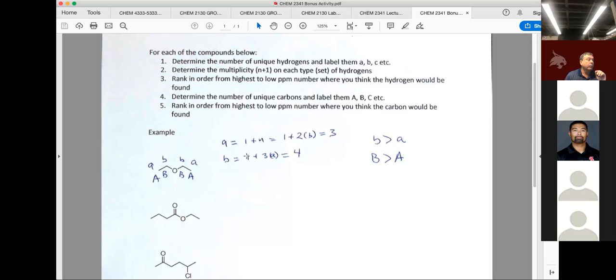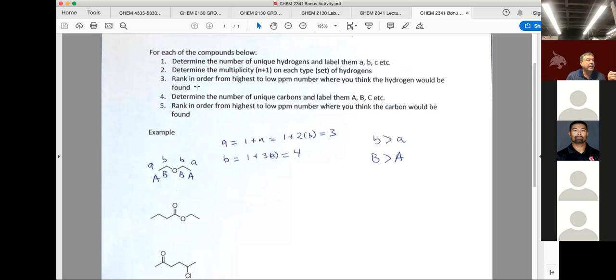And for B, we have the 1 hydrogen for the B hydrogens, but the B is next to the A, and there are 3 hydrogens on A. So I have 1 plus 3 A hydrogens, equal to a total of 4. So we're going to get a quartet on that B peak.